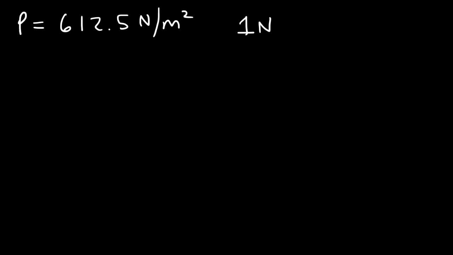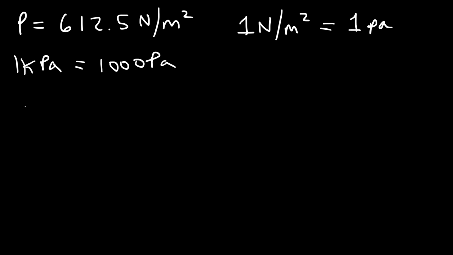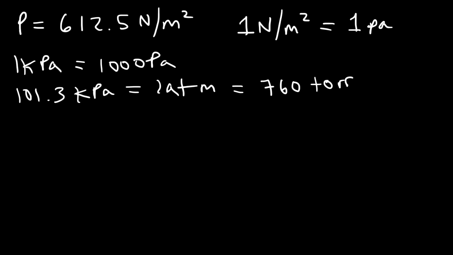Now you need to know that 1 newton per square meter is equivalent to a Pascal. In physics, the common pressure unit is Pascals and kilopascals, but this is the standard pressure unit. In chemistry, you're going to encounter units such as ATM, torr, and millimeters of mercury. You need to know that 1 kilopascal is equivalent to 1,000 pascals. And 101.3 kilopascals is 1 ATM. That's 1 atmospheric pressure. This is the pressure at sea level. Now, 1 atm is equal to 760 torr, which is also equal to 760 millimeters of mercury. So those are some units that you want to be familiar with when dealing with pressure.